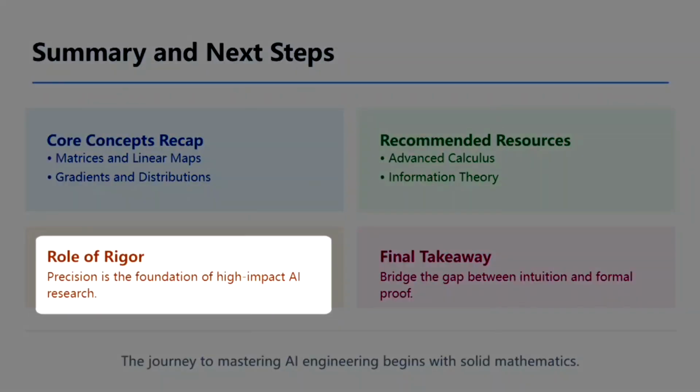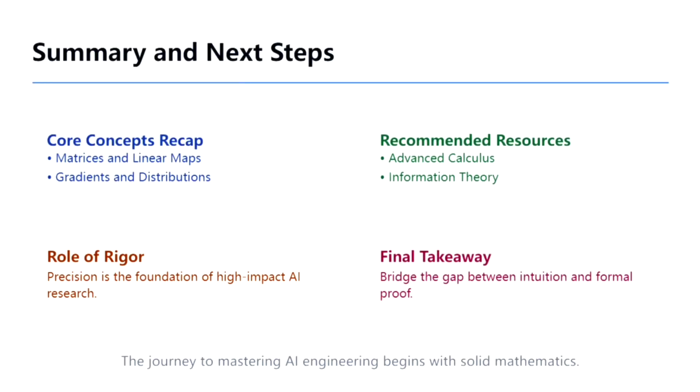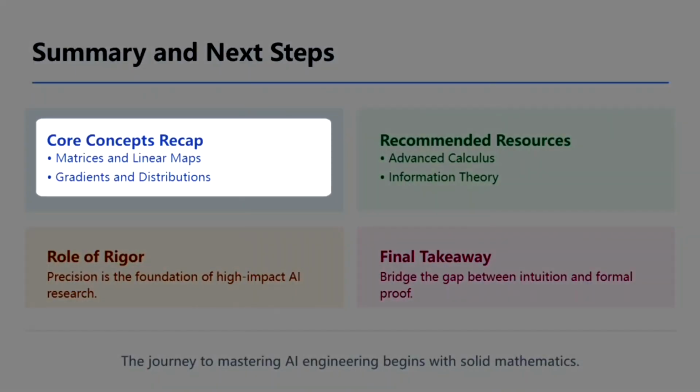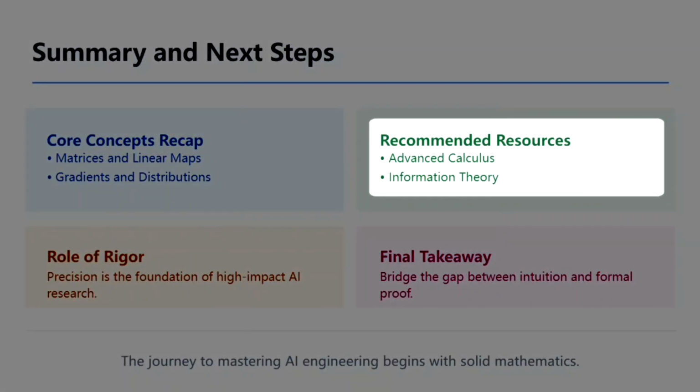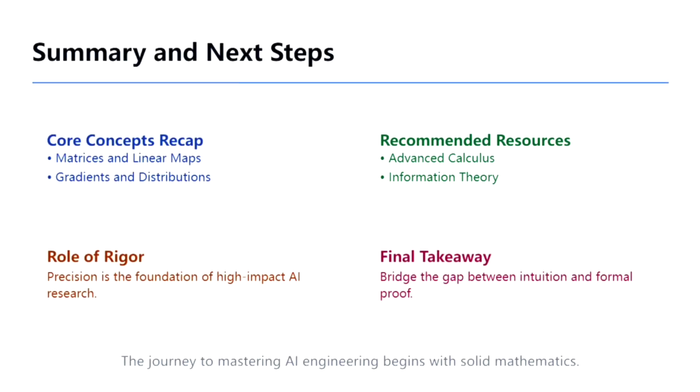As we move forward, remember that rigor is your best friend. In AI research, precision is the foundation of high-impact results. Moving beyond black box thinking to understand the underlying mechanics is what sets a great engineer apart. To continue your development, I highly recommend exploring advanced calculus and information theory. These resources will help you bridge the gap between current intuition and the complex architectures you'll encounter in the field.